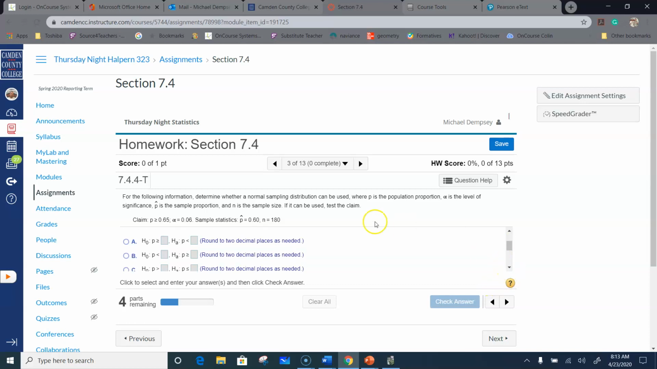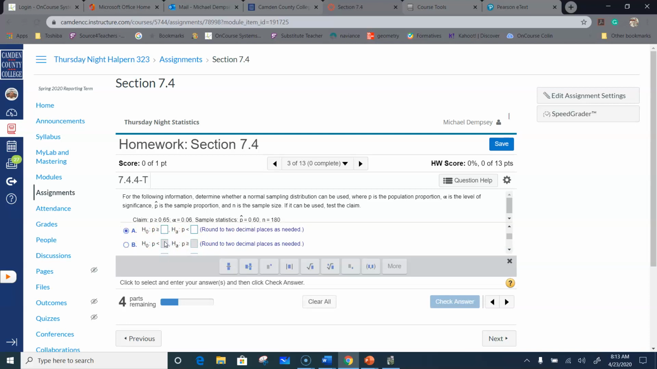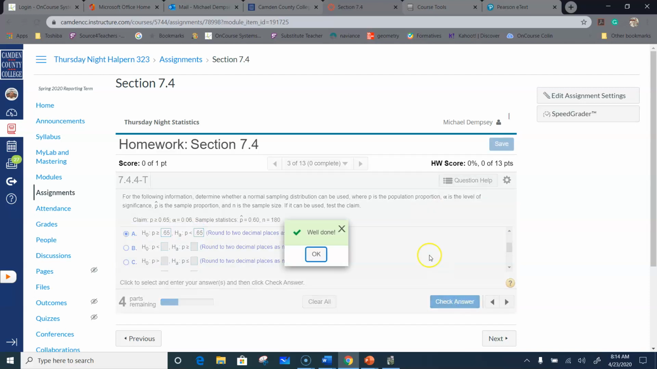So the null claim, this is what they believe, is that p is greater than or equal to 0.65, right? So the alternate to that would be that we're looking for evidence that p is actually less than 0.65. That would contradict their claim. Remember, with the null hypothesis, always make sure you have some semblance of an equal sign. Notice I have greater than or equal to. If I only have greater than, that would have to be in an alternate hypothesis.